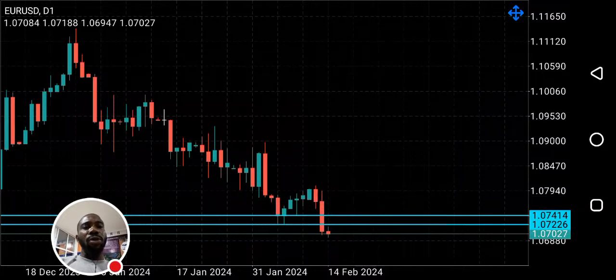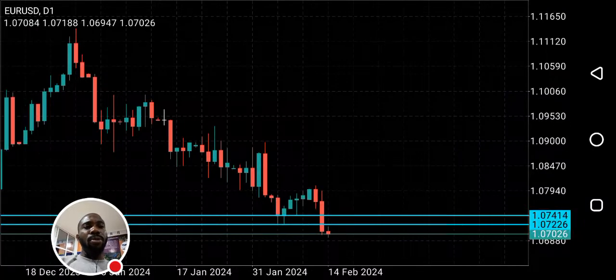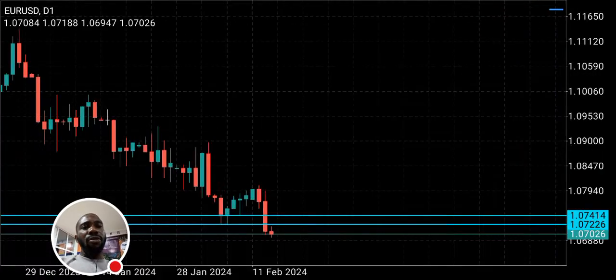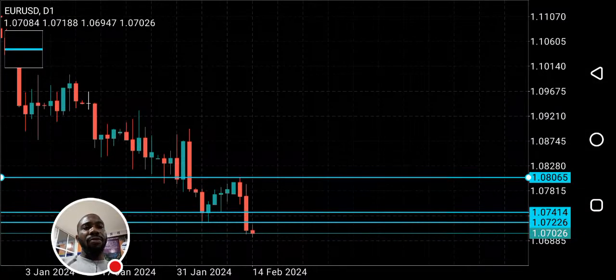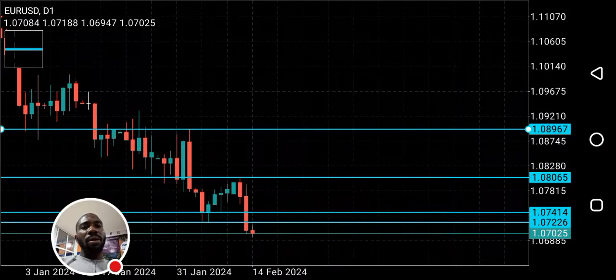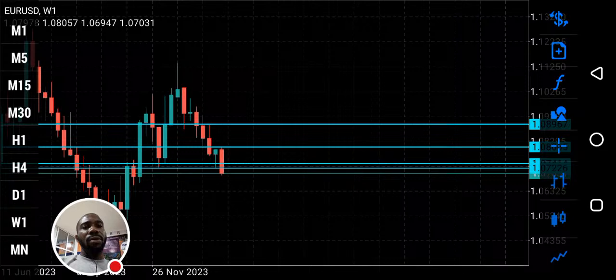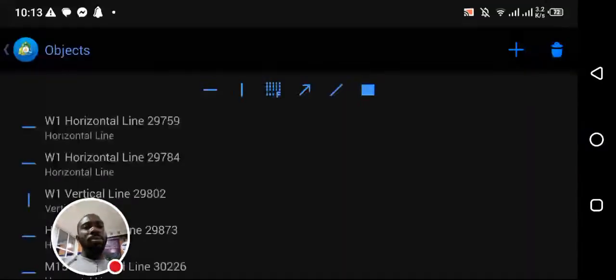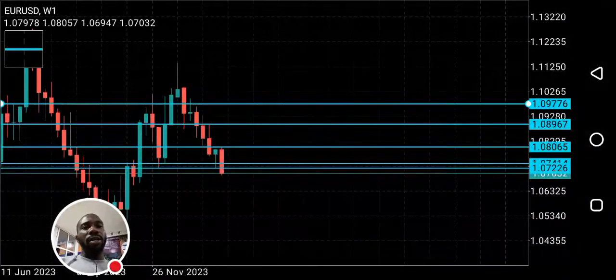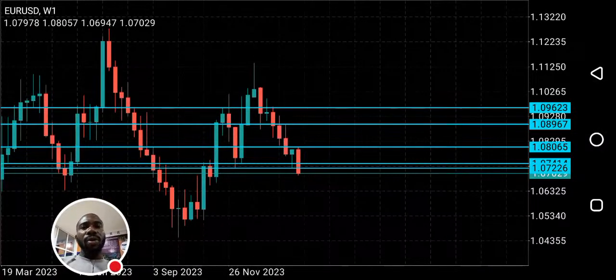And if I'm buying Euro USD above 0.741, my first take profit will be at this previous high. My second TP will be at this previous high. Let me go to the weekly. And my third TP will be around this level, previous highs. So that's my take on Euro USD. I am bullish on Euro USD.